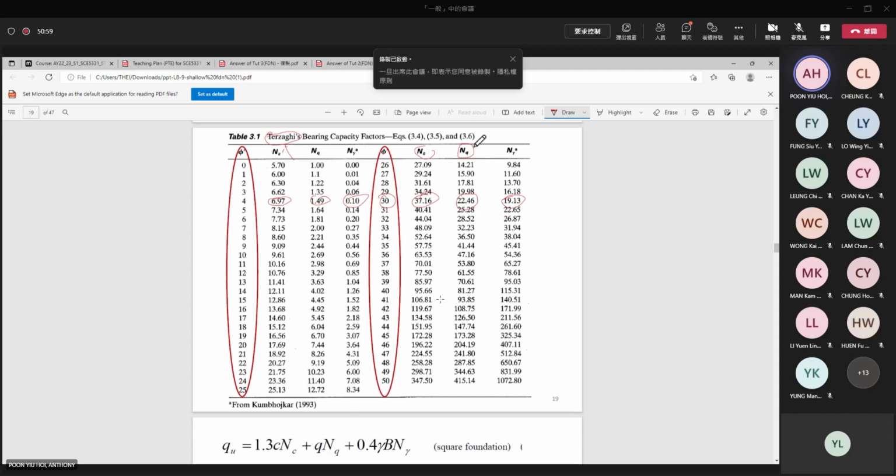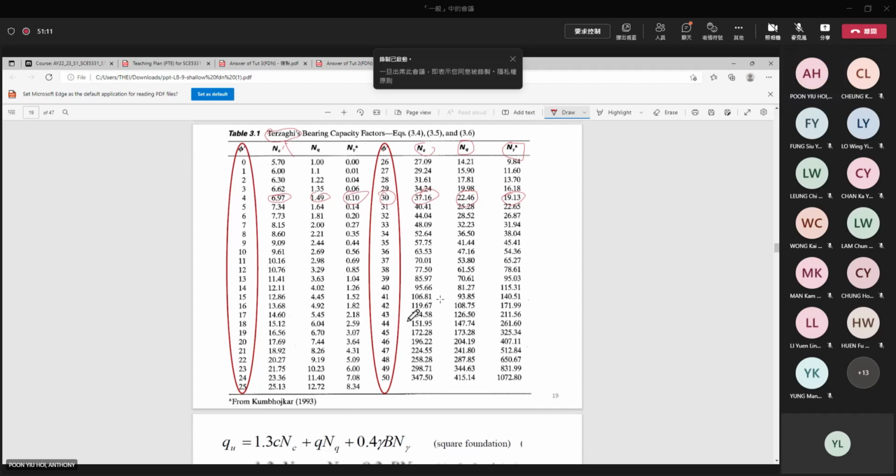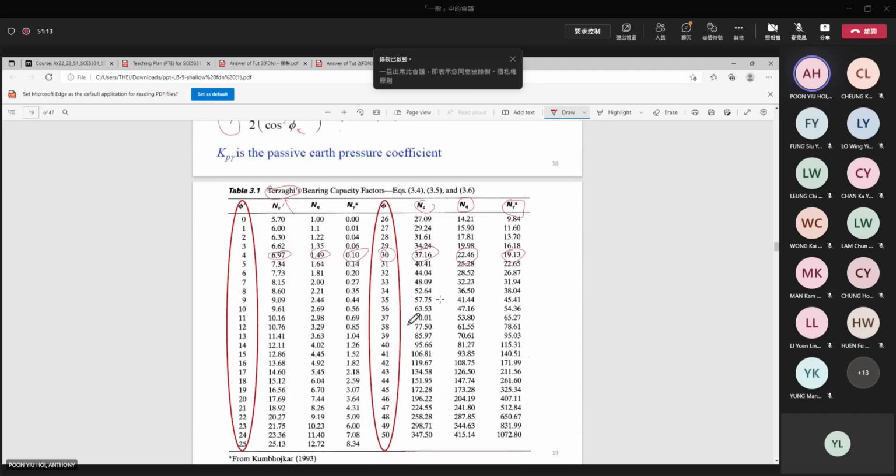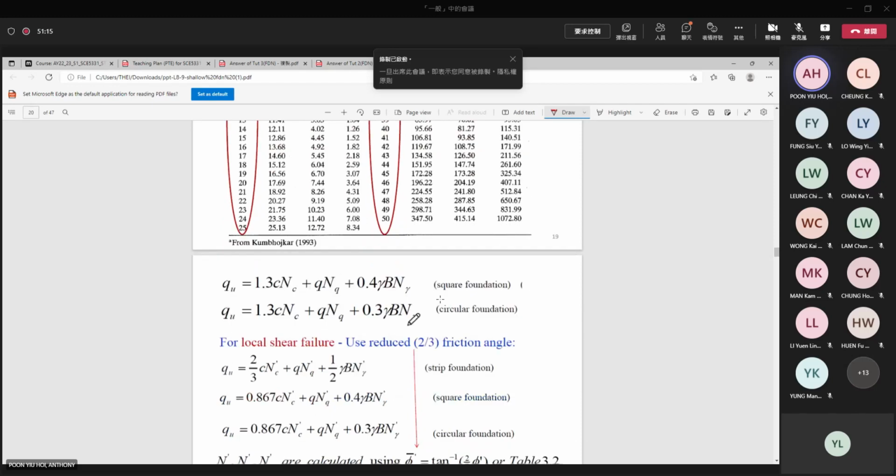Of course, nowadays with computers and very good calculators, we can obtain these values quite easily. Okay, these are for strip foundation. So how about for square foundation or for circular foundations? Some people can provide these two relationships. You can call it a modified equation.